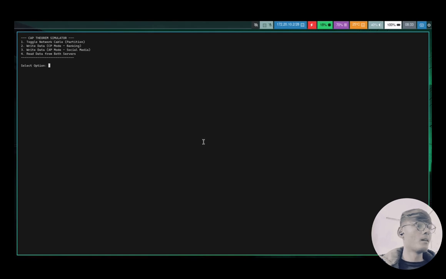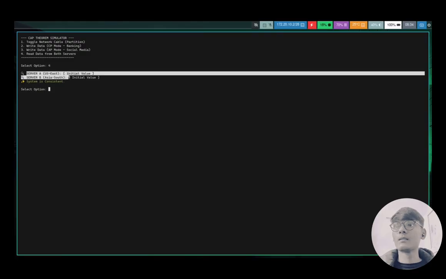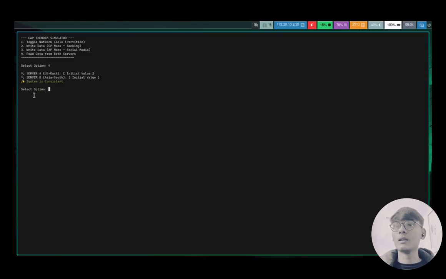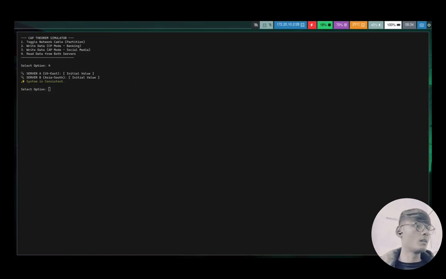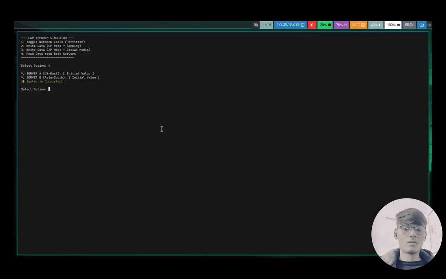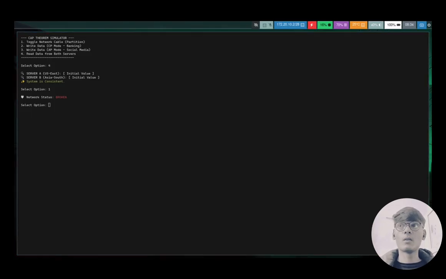So initially we press 4 to read the data from both servers. Here is server A, which is US East 1A, with its initial value, and server B, Asia South, with its initial value. The system is consistent. Then the disaster: we toggle the network cable partition. Network status is broken.